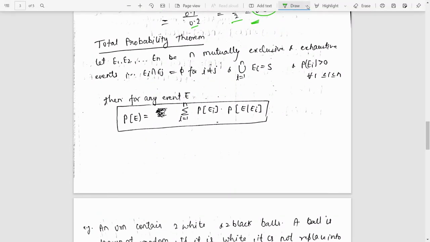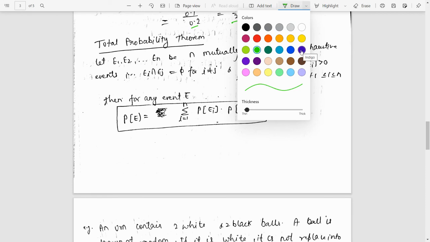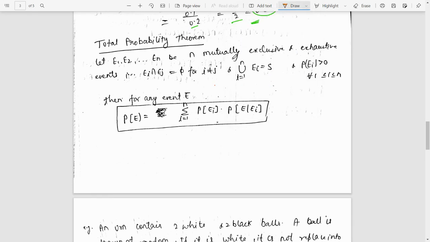Okay, so the next thing is actually very important. It's the concept of total probability. Before explaining total probability, let me explain a diagram. Let's say this is your sample space.